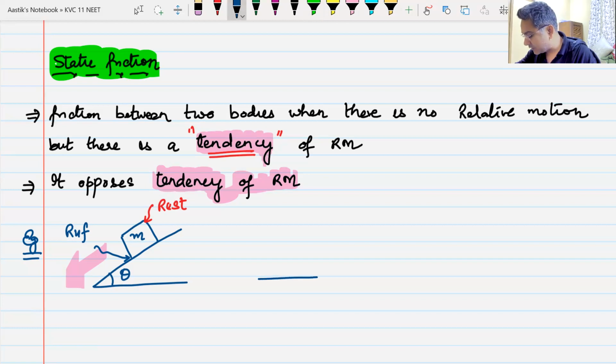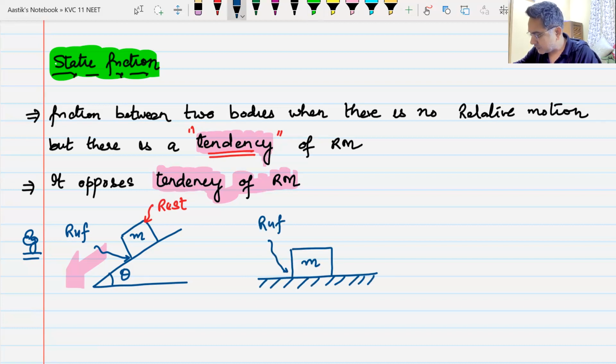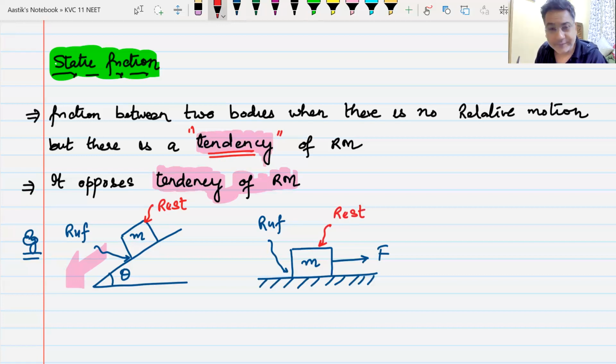Let me give you another example. Again, this is now a horizontal floor. Again, I keep a body of mass M. Again, you must understand that the surface is rough. I apply a force here, F. It's a very heavy object, and I apply a small force. But it is still remaining at rest, it is not moving. It is not moving, as you can see, but it wants to move.